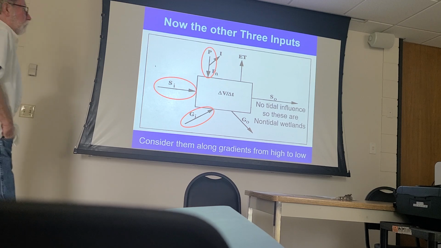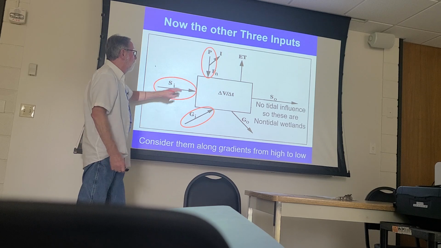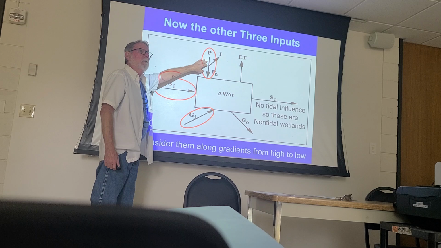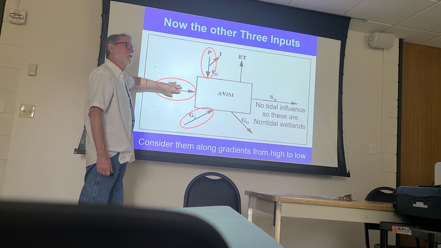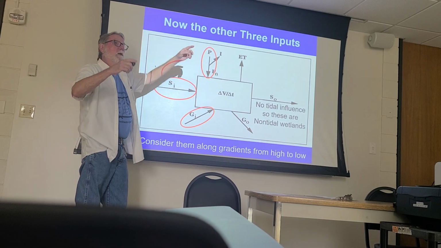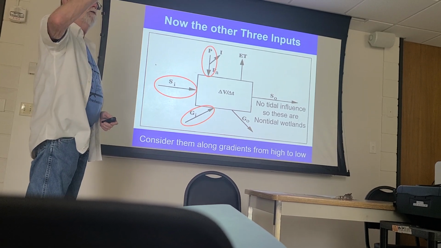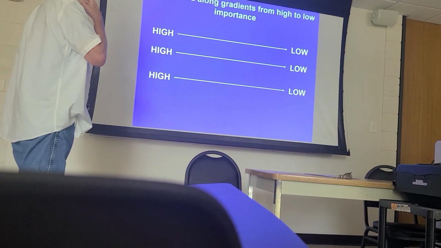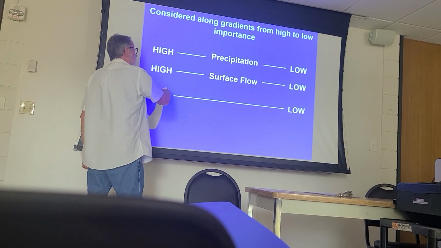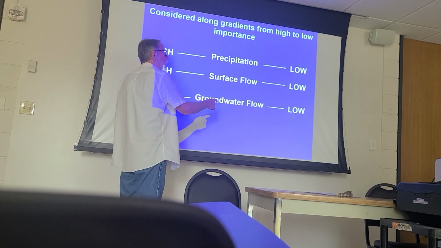Okay, so if we take the tidal out, these are non-tidal wetlands. Now I can look at these three flows. In some wetlands, most of the water comes from precipitation. In other wetlands, most of it comes from the surface. In other wetlands, most of it comes from the groundwater. So basically, I have a mixture of three different things coming in. I can draw a triangle and increase the importance of each one of these things. The importance of precipitation could be high, it could be low. Importance of surface flow could be high, it could be low. Importance of groundwater flow could be high or low.